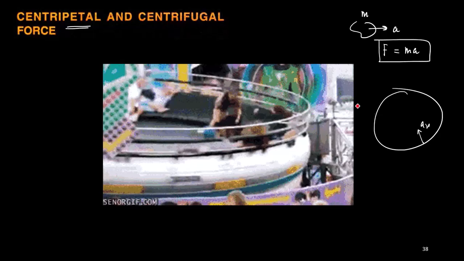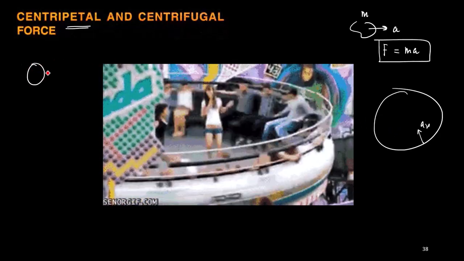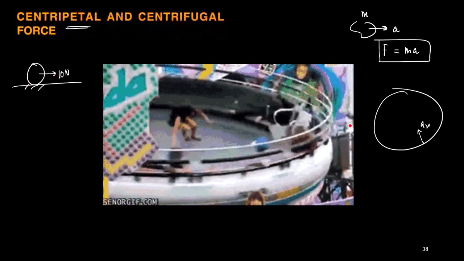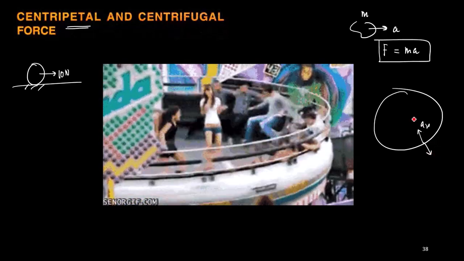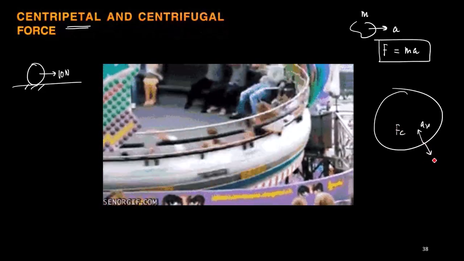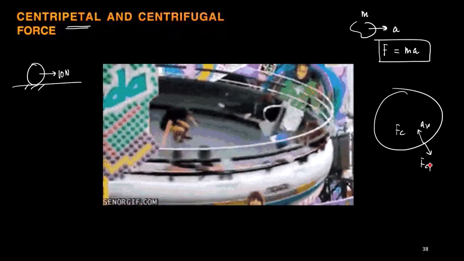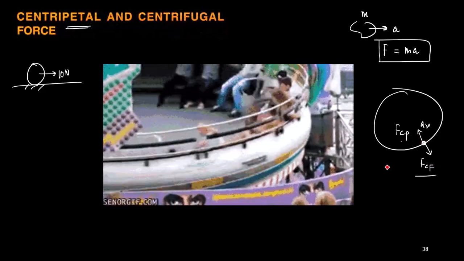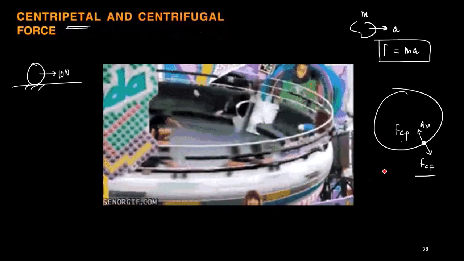Now let us say there is a body on which a force of 10 Newton is acting. Can the body be in equilibrium? No, the body will translate. In order to make the body be in equilibrium, you have to apply an opposite force also. The force which is acting toward the center is called centripetal force, and the force which is acting opposite to the center is called centrifugal force. One is the centripetal, one is the centrifugal. Both are of the same magnitude, and the centripetal is balanced by the centrifugal force so that the body is in equilibrium.